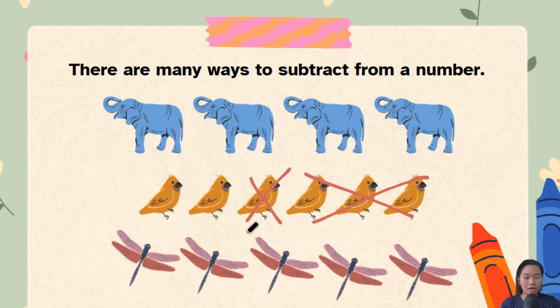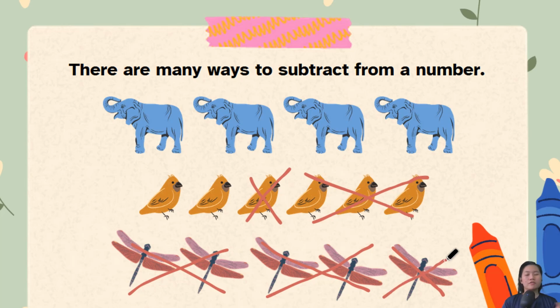How many dragonflies do I have here? I have 5 of them, all right? Now, what happens if I simply cross out 2? 5 minus 2. Well, I have 3. I have 3 left, all right? I cross out 2 more. 5 minus 4. 1 left. The difference is 1.